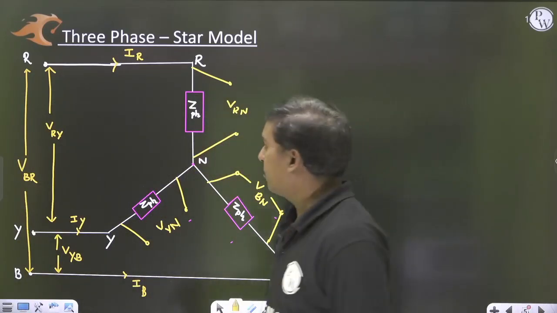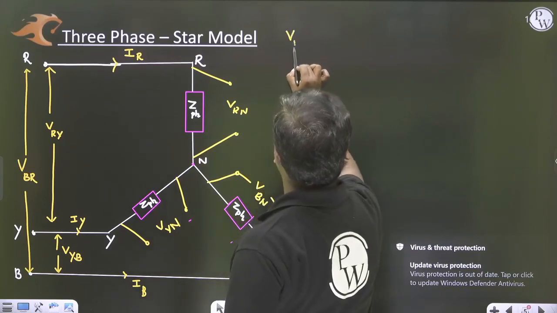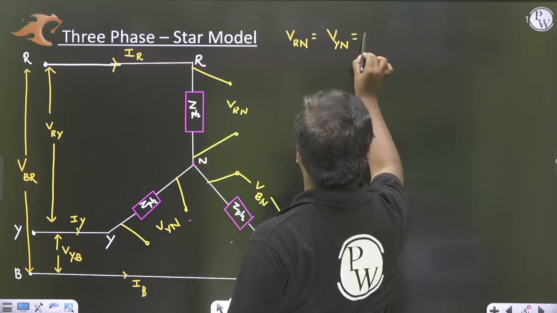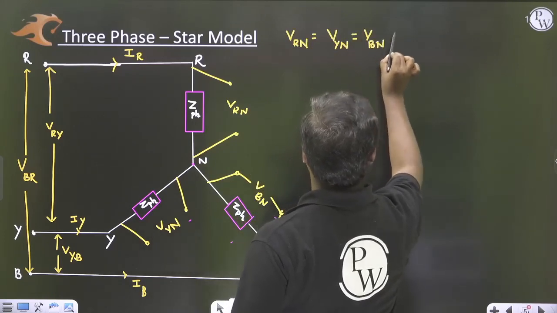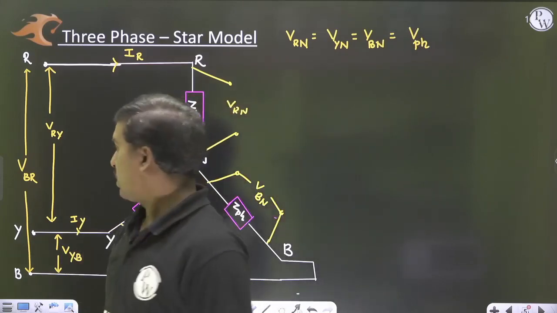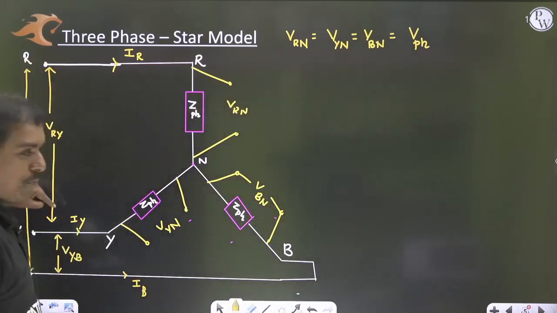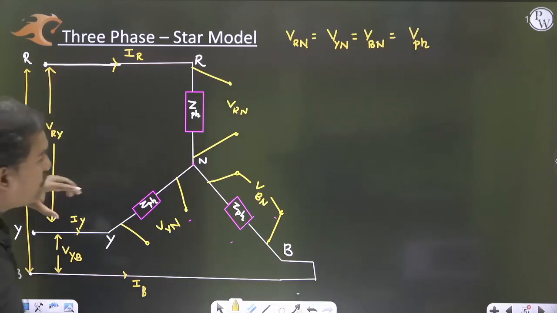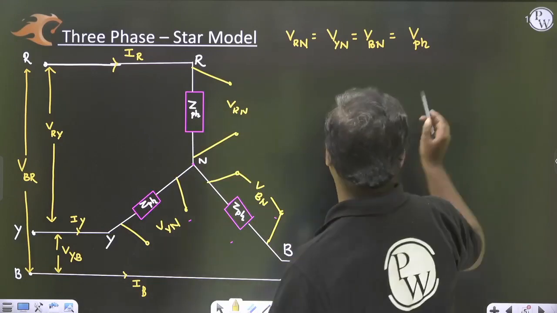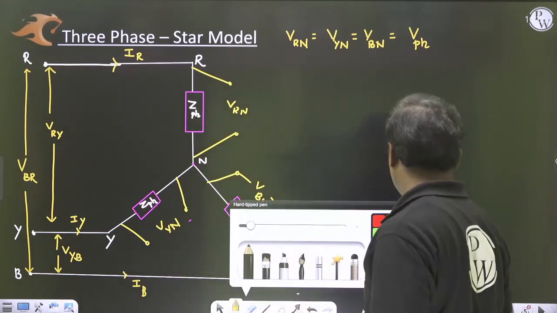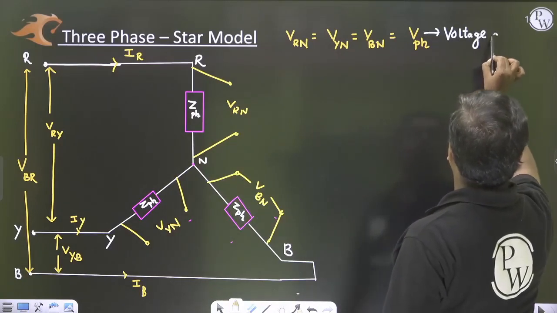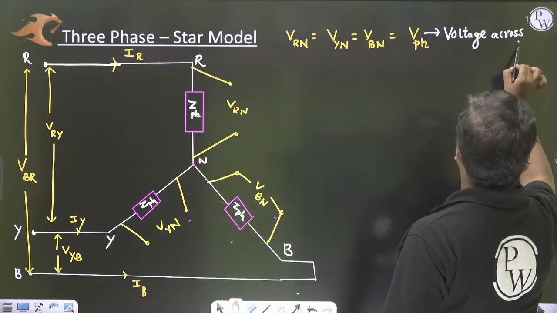So now if we check this, what is this? VRN, VYN, VBN. These all are phase voltages. Phase voltage means what? That is the voltage across the impedance. That is the point you have to understand. So this is a voltage across the impedance.